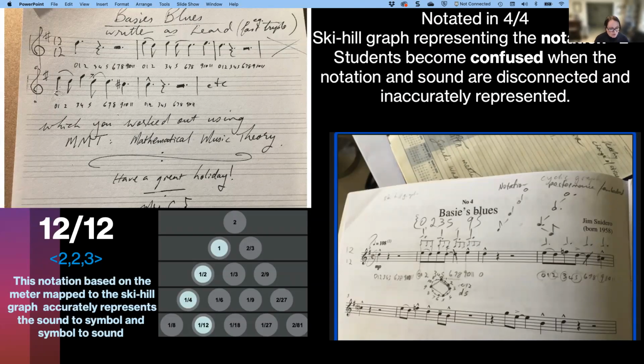Ski hill graphs are also useful where the notation and sound are disconnected and inaccurately represented, such as in slide 21, where there are swung quavers notated in 4/4, but the student experiences 12, not 8 quavers. Through mapping all the pulses as fractions, the student can then make informed decisions about how to perform a piece with stabilized rhythms and expression, with zero-based counting through the beat class annotated to the score.